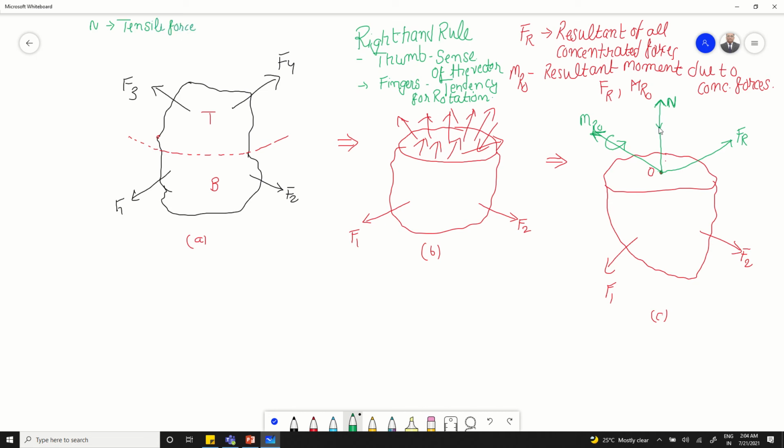And if we reverse the direction of the normal force, there will be a reduction in the dimensions of a body. Such a force, let us represent Nt by tensile force, we call that component a compressive force.